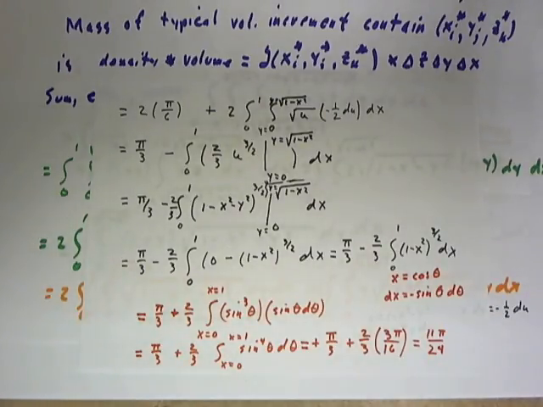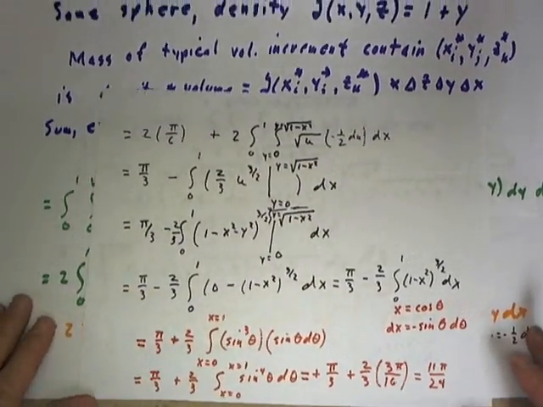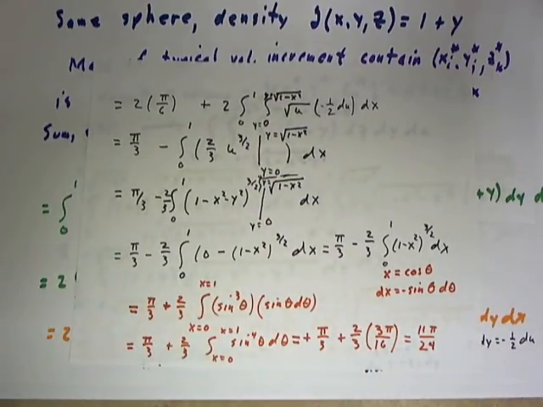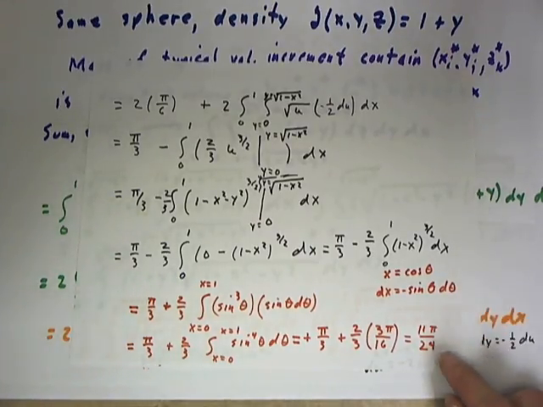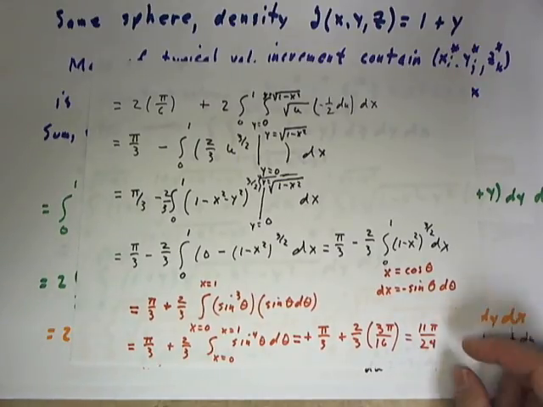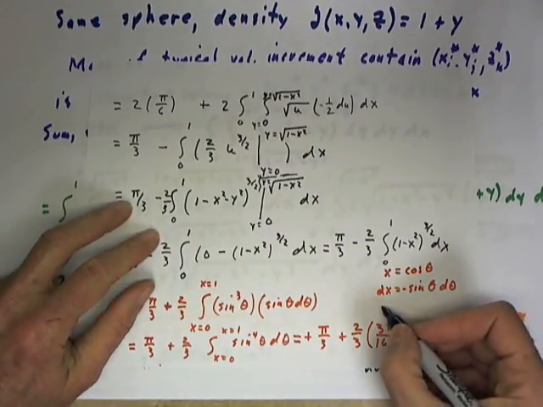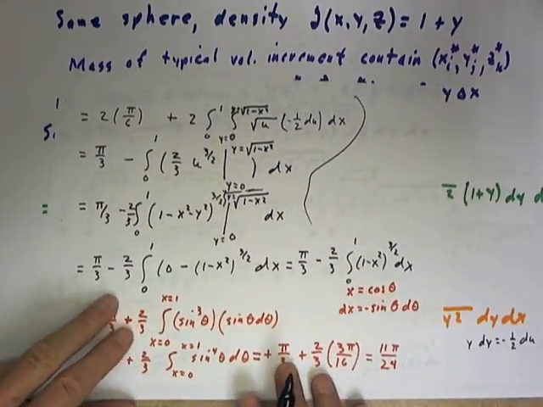Okay, so we have a total mass, remember, because we've integrated the density over the region. We have a total mass of 11 pi over 24. Recall that our volume was pi over 3, which would be 8 pi over 24, implying that we have a density between 1 and 2. If the volume, not sure I have room to write this here, so let me come on up here where I've got a little bit of blank space.